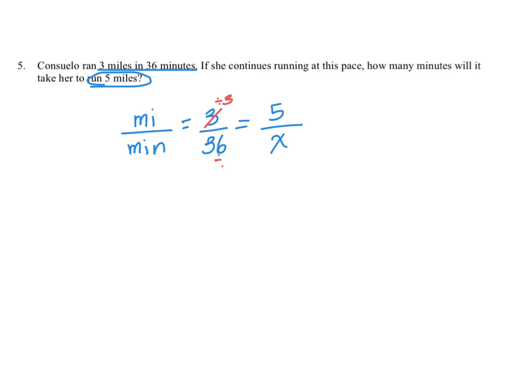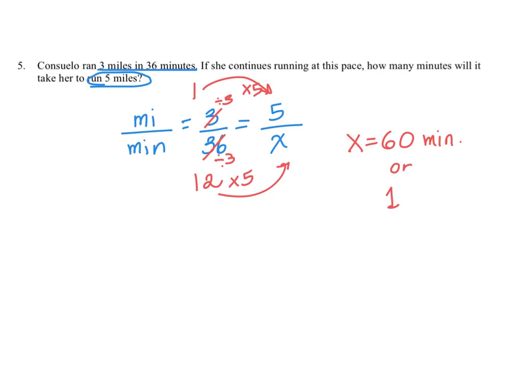3 over 36 can be simplified so that it becomes 1 mile in 12 minutes. If we multiply the top by 5, we would multiply the 12 by 5 as well, and it would take 60 minutes or 1 hour to run 5 miles. Now you try question number 5 on your homework assignment.